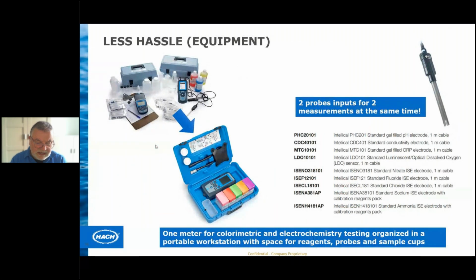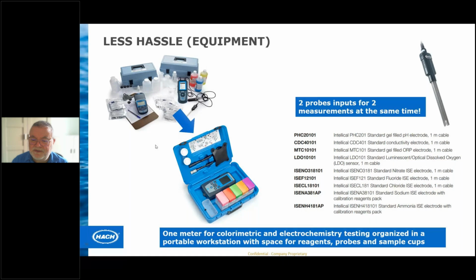For electrochemistry parameters, the SL range uses the same Intellical digital electrodes as our HQ series of meters. What are the benefits of the Intellical probe? First, these probes are digital, so you don't need to take into consideration the length of a cable. You can measure up to 30 meters if you want. And all the calibrations are stored in the probe.